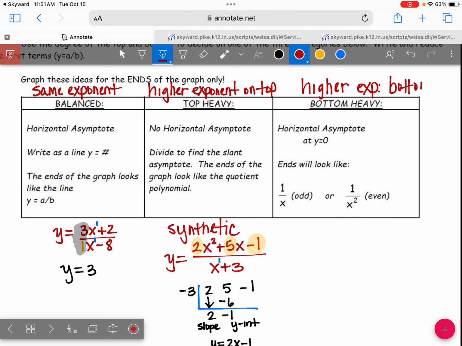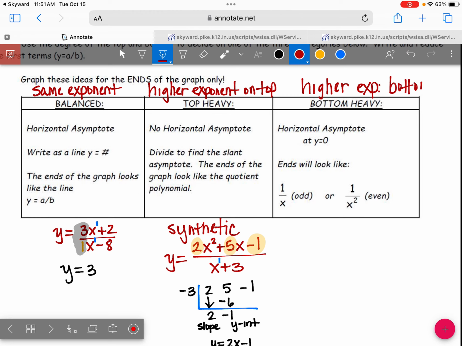Yes? How come we call it end behavior and we don't just call it a horizontal or slant? So, because if you think about it, when you have a graph, see, I'm talking about what is it doing on the ends. So this would be the ends.